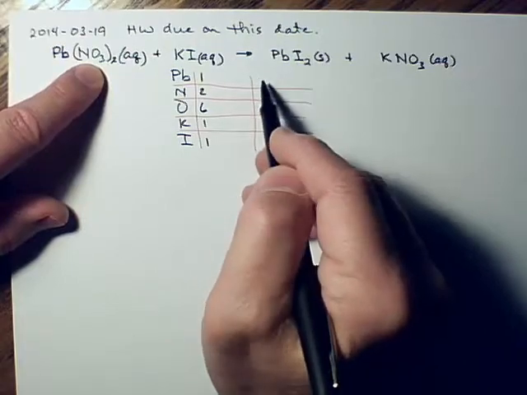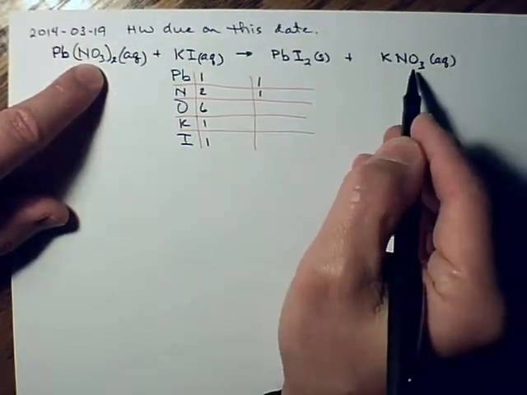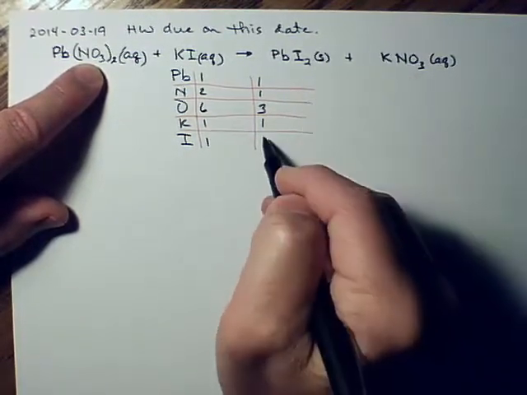On the other side over here, I've got 1 lead. I've got 1 nitrogen. I've got 3 oxygens, 1 potassium, 2 iodides.